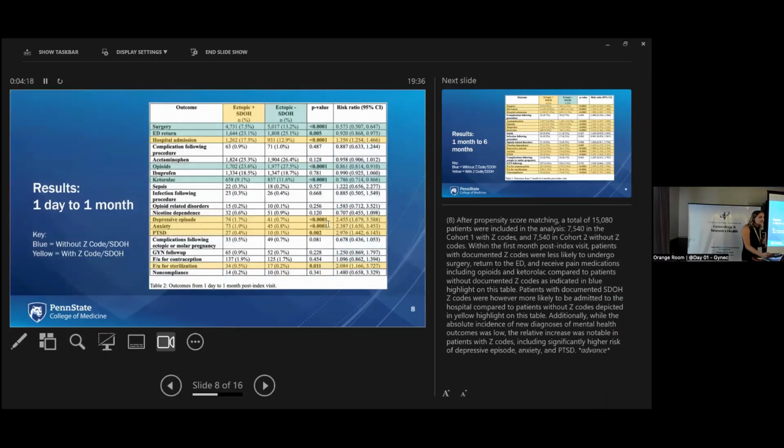After propensity score matching, this one, as opposed to the last one, had a little bit of a higher patient population. We had 15,080 patients included in total in the analysis, with 7,540 in each of the cohorts.